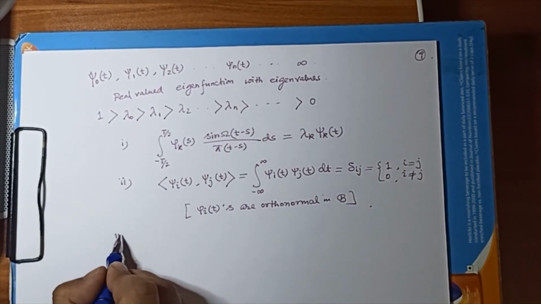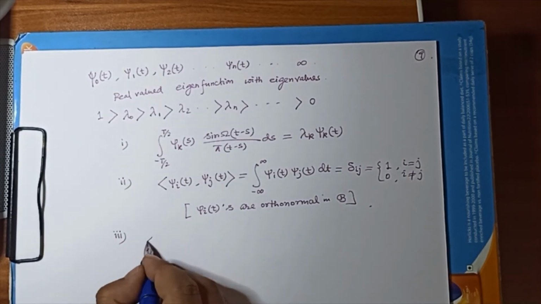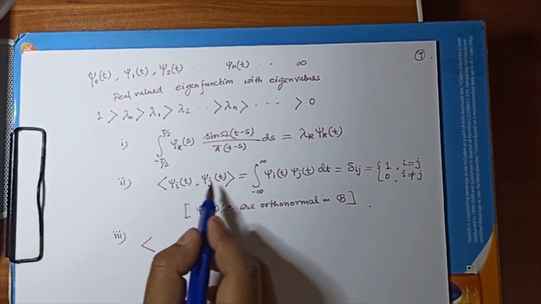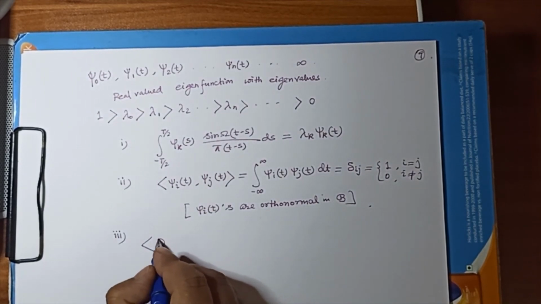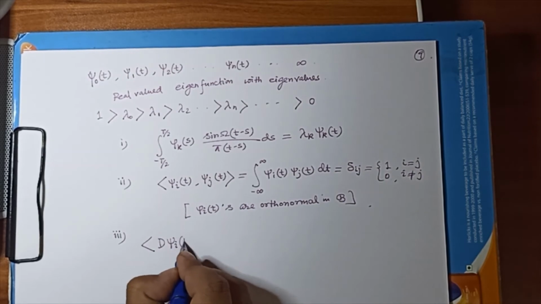The third is that if you do time limitation, if you perform the operation D on them, they still remain orthogonal.